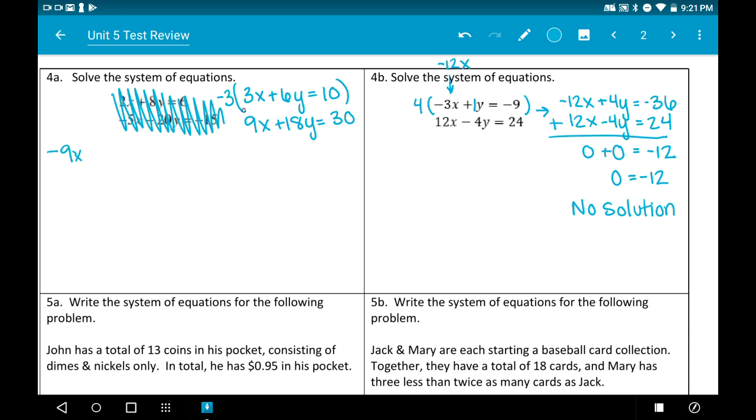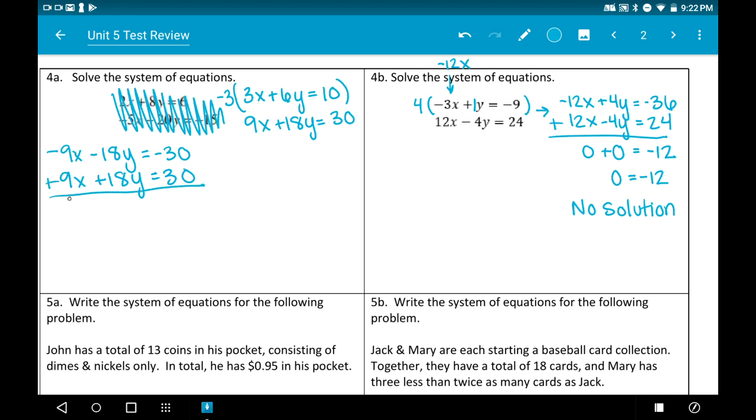Negative 3 times positive 6 is negative 18. Y: negative 3 times 10 is negative 30. Again, don't forget to multiply this last number as well. Then I didn't change the bottom one, so I'm going to leave it the same. And since negative 18 and positive 18 are opposites, we can go ahead and add these equations together.